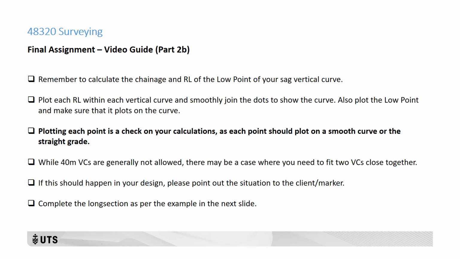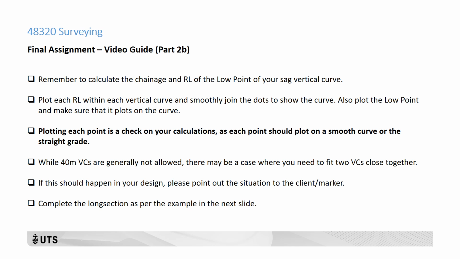You need to calculate the change and RL of the low point on your sag vertical curve. And once you've calculated all these design levels, you should plot each point within the vertical curve and smoothly join the dots to show the curve. Also plot the change and RL of the low point, making sure that that plots on the curve.